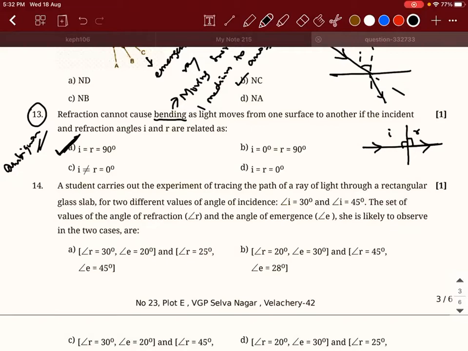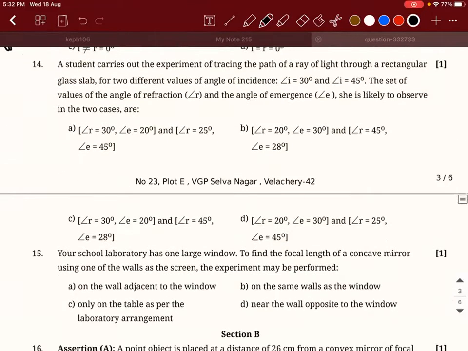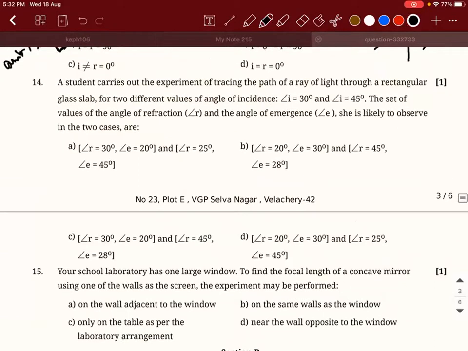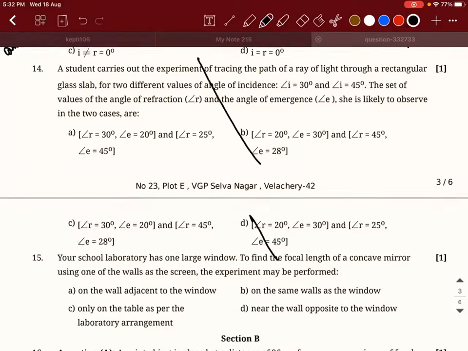14th. Two different angles of incidence. Forget this because you don't have the formula.